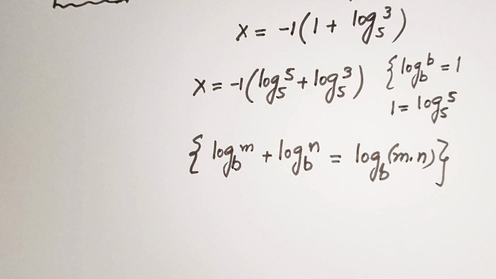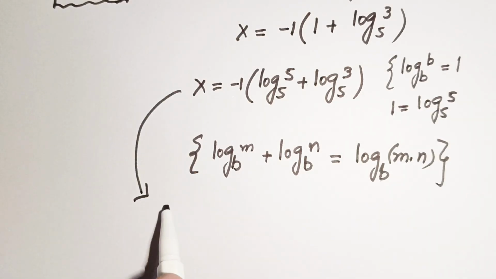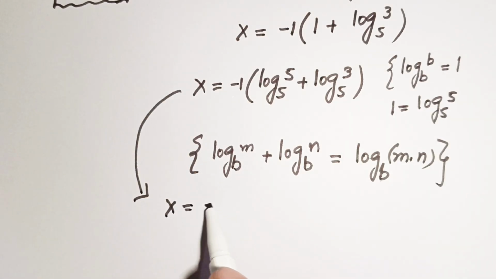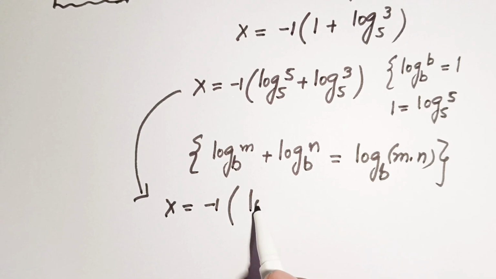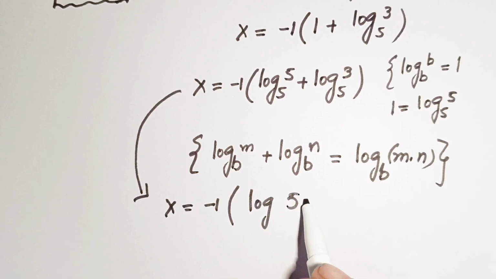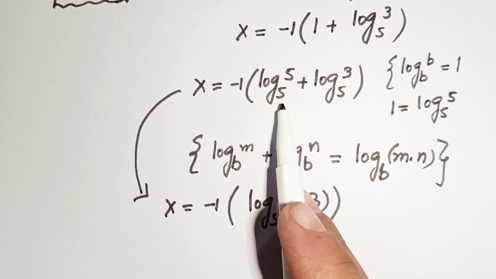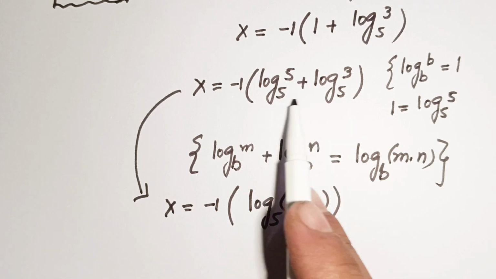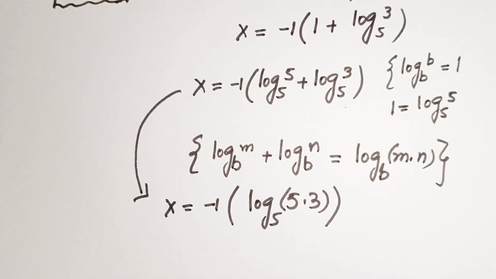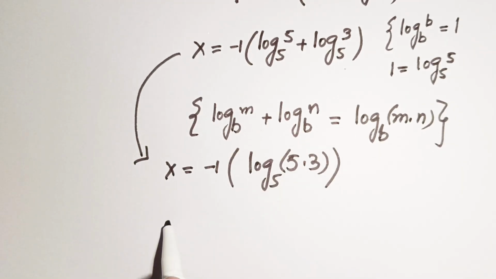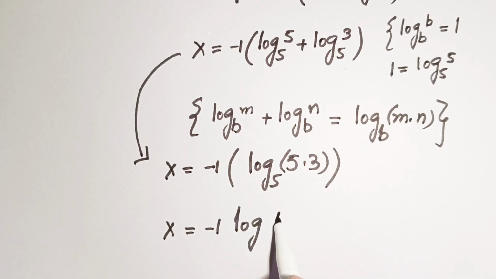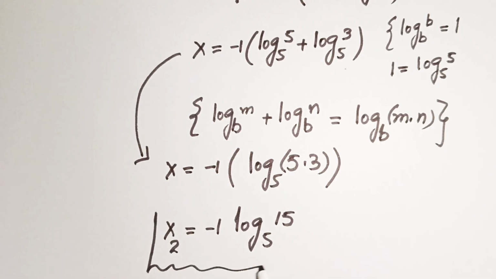So using this law here, x is equal to minus 1 times log 5 times 3 to base 5, because there is the same basis in the first term and second, so we just use this law here. Then x is equal to minus 1 log 5 times 3, which is 15 to base 5. So it is our second solution of x.